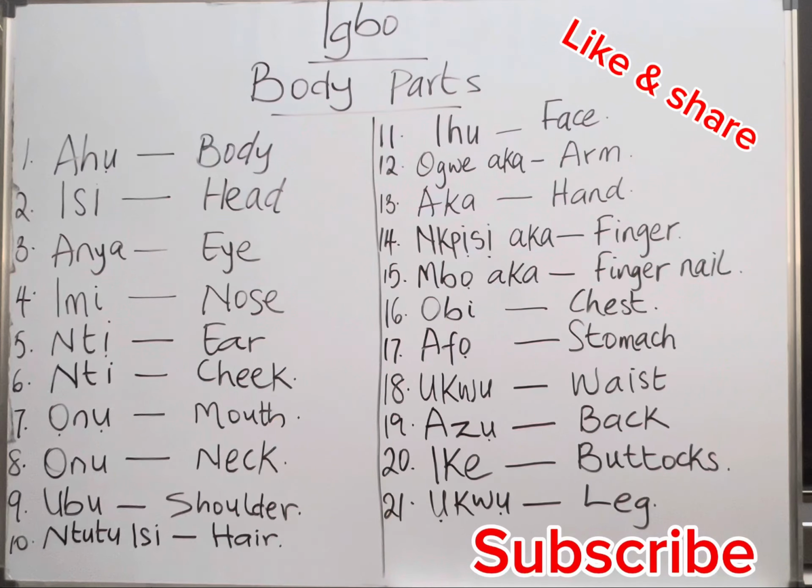Number 12, ogwe aka. Ogwe aka is the arm. We have number 13. Number 13 says aka. Aka simply means hand, your hand.